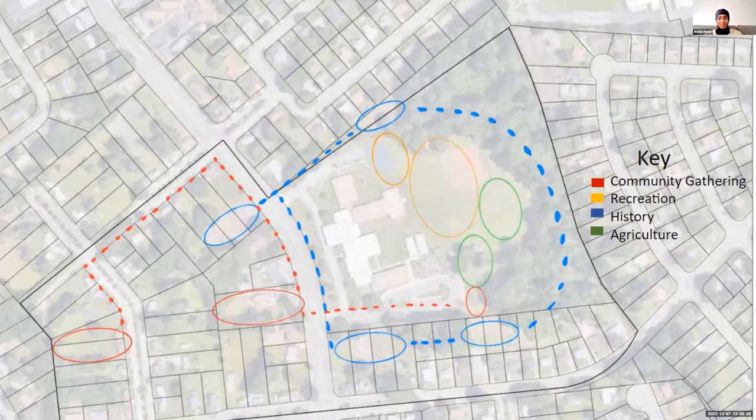And then on the side of that, we have agriculture, which would be the community garden and an educational garden, and then history would be the connection to the Victory Gardens, whether that be just signage, and from there you have the community gathering spaces.